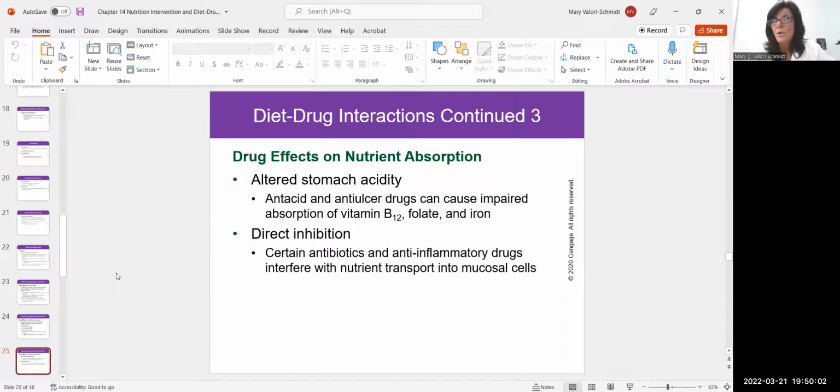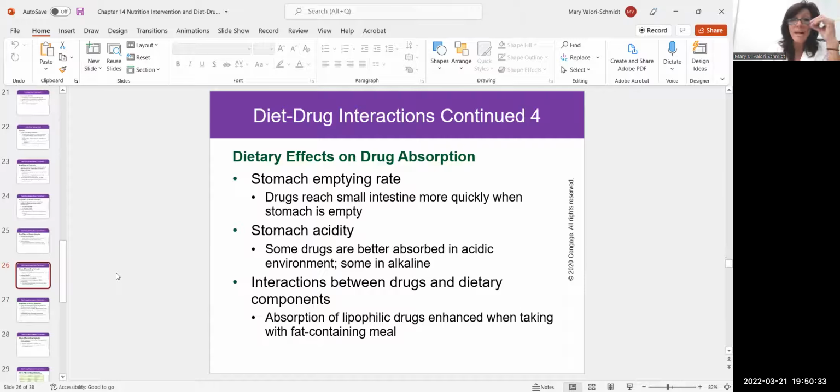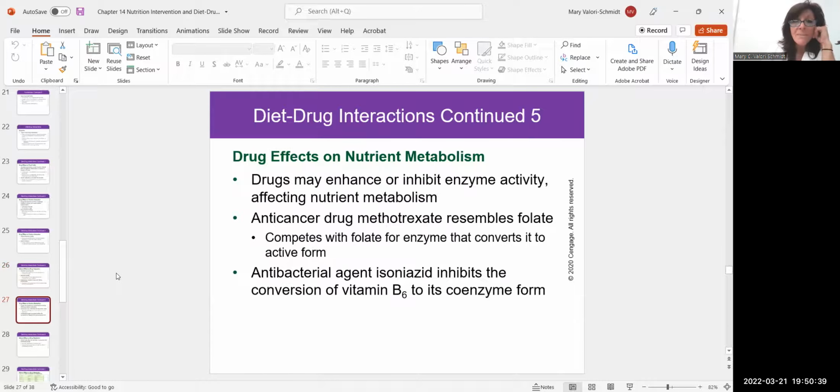Antacid drugs also impair your absorption of vitamin B12, folate, and iron. Vitamin C enhances your absorption of iron. And then antibiotics and anti-inflammatory drugs, beta-lactamase inhibitors come to mind, and the cephalosporins like ceftriaxone. That's not on here, this is me ad-libbing. They have an impact on nutrient transport through the cell walls. So lots of different drugs have lots of different effects on nutritional status and absorption. We talked about stomach acidity already.